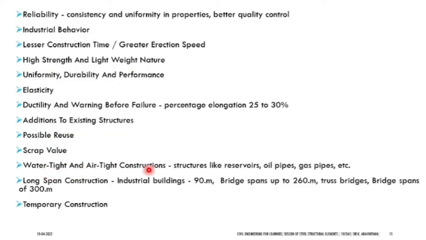Watertight and airtight construction. Structures like reservoirs, oil pipes, gas pipes. See, they will be laying the gas pipes and oil pipes below the ground. If it is made in steel, it is 100% safe. Soon, if you get any defect, if any holes are there, you can weld it quickly. But if you have any crack in concrete, is it possible to heal it quickly? It is not at all possible. You need a rehabilitation process. You have to take old material and it is a long process. But in steel, it is the easiest process. You can straight away weld it immediately.